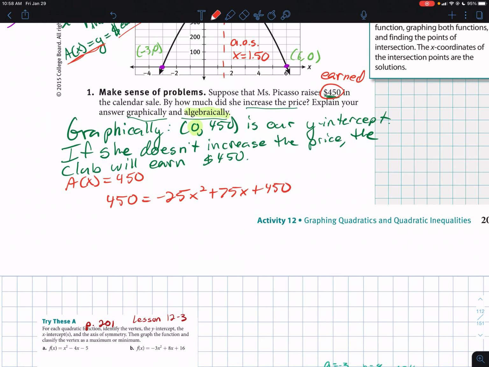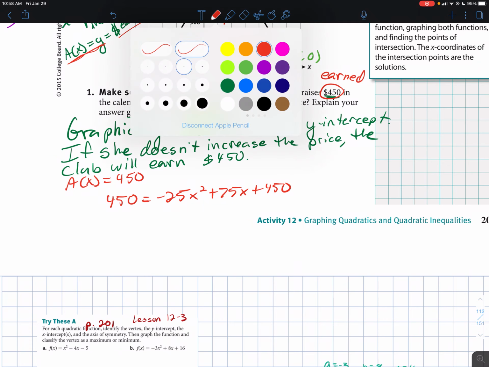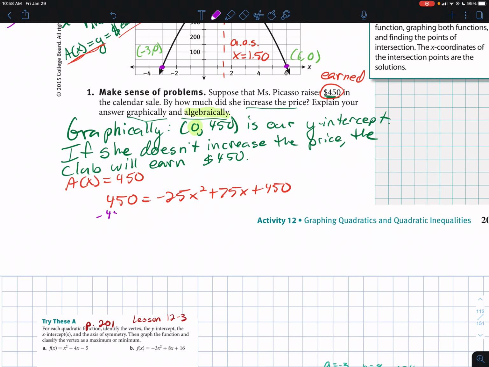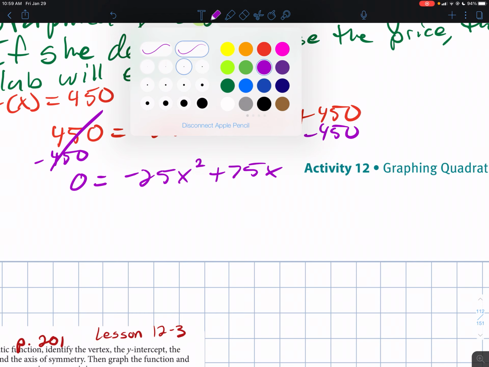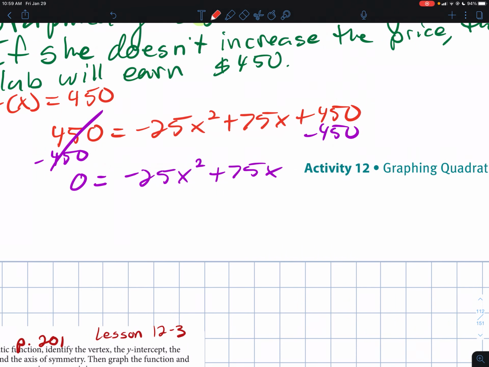And then we're going to solve this equation. Before we can solve it, we need to make sure it equals 0. So I'll subtract the 450 from both sides to make it equal 0. And then we can solve this. So if you recall, we talked about how everything was divisible by -25. So I can go ahead and just divide everything by -25. And I get 0 equals x squared minus 3x.